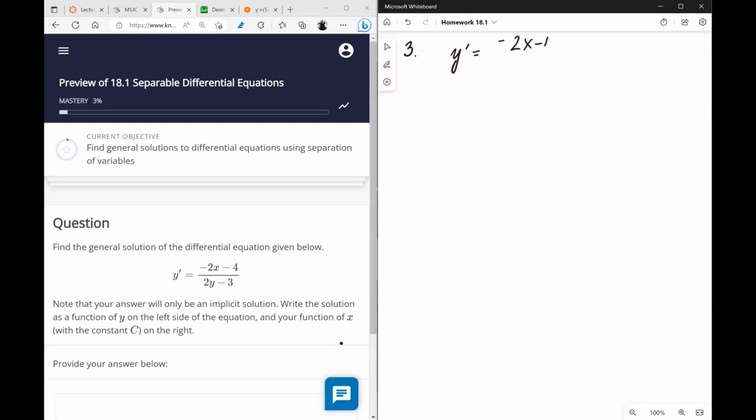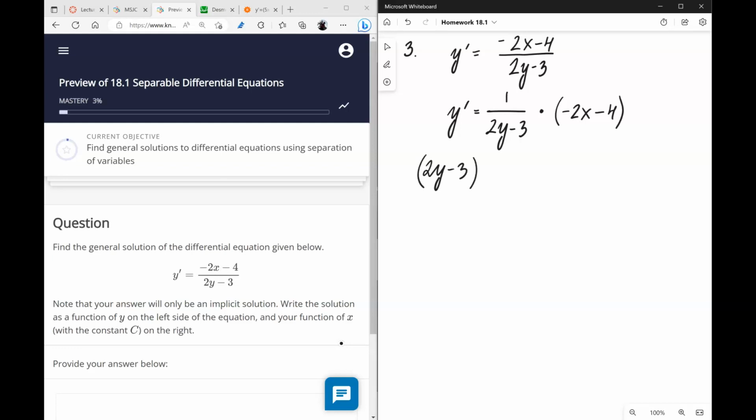Here's the next problem. It's a separable equation. How do we know? Because it can be written as a product of a function of x and a function of y. Now, to separate the variables, we multiply both sides by 2y minus 3. So negative 2x minus 4 stays on the right side.